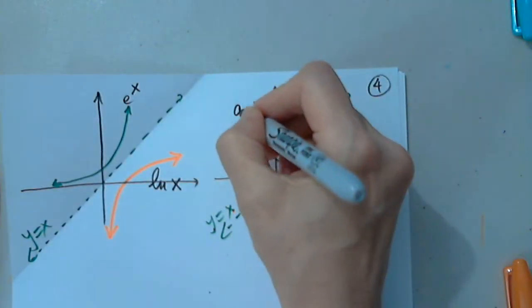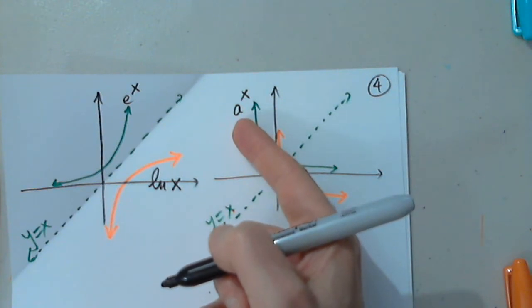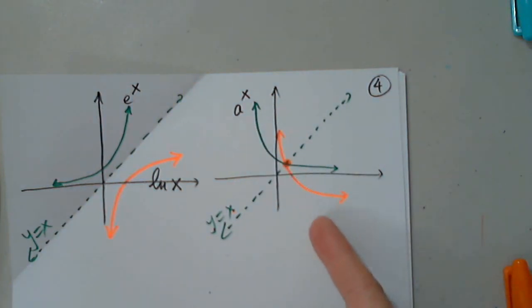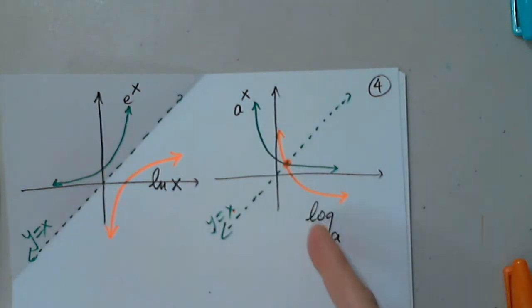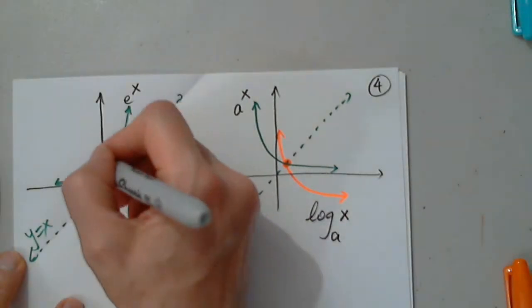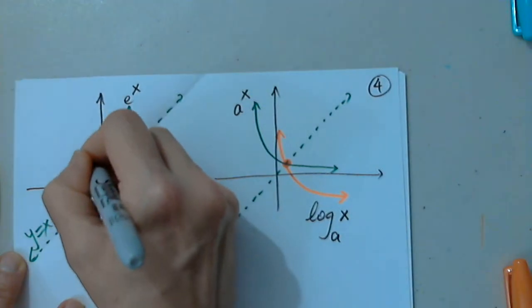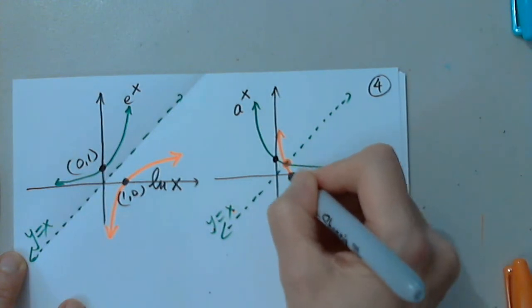So if this is a to the x, not e, of course, it has to be 1/2, 1/3, 1/16, 1/5, 1/7, whatever. Then this will be log base a. It has to be the same base. Otherwise, they will not be inverses of each other. Is this clear? Of course, if this is 0, 1, this will be 1, 0. And it has to be. So this is 0, 1, and this must be 1, 0. Same thing here. This is 0, 1, this is 1, 0.